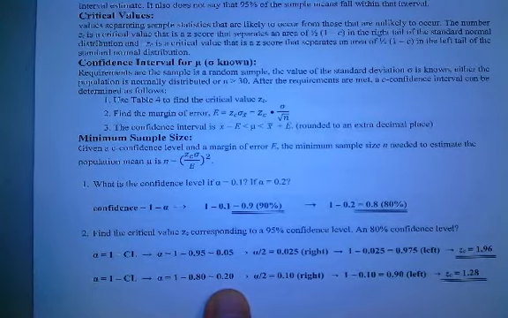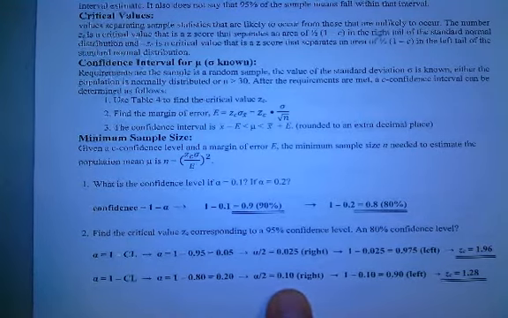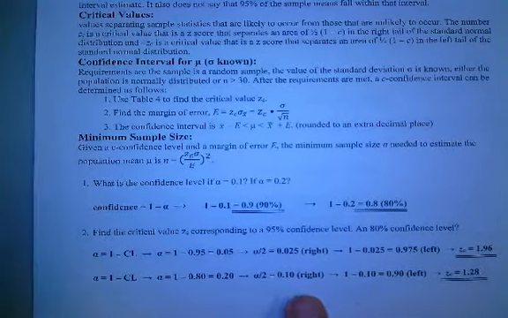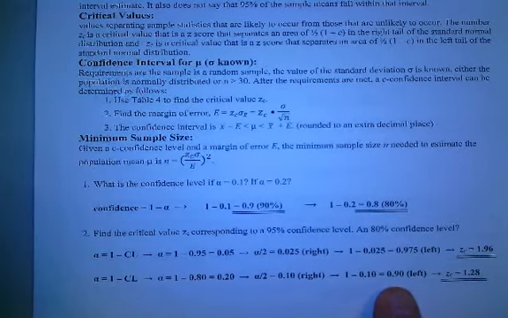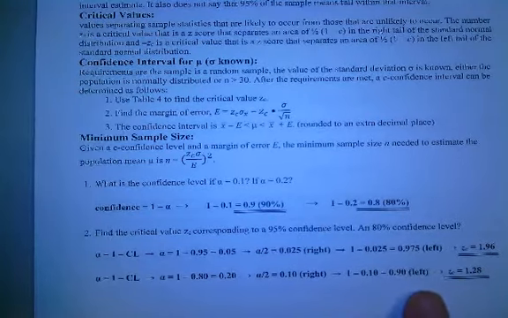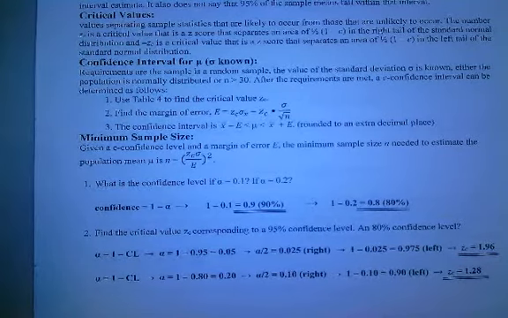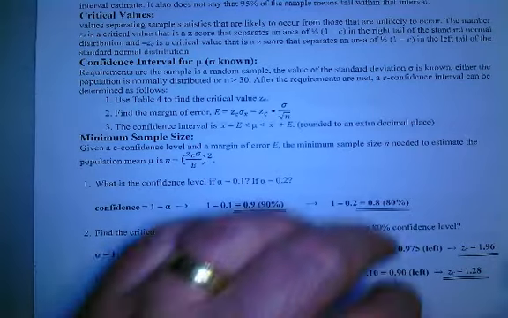Well, 1 minus 0.8 is 0.2. Half of that is 0.1 in the right tail. Again, we need area to the left, so 1 minus 0.1 gives us 0.9. When we look up 0.9 in the table, we see a z-score of 1.28. So for this confidence level, we expect the parameter to fall between negative 1.28 and positive 1.28.